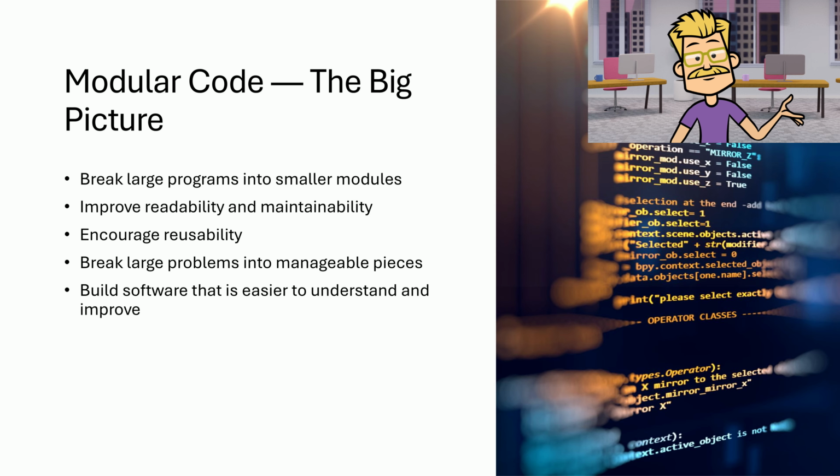Let's do a quick recap. Modular code means dividing a program into smaller parts that each have a specific responsibility. It improves readability because code is easier to understand. It improves maintainability because changes are easier to make. It improves reusability because modules can often be used in multiple projects. It supports better problem solving because developers learn to break large problems into smaller manageable pieces.